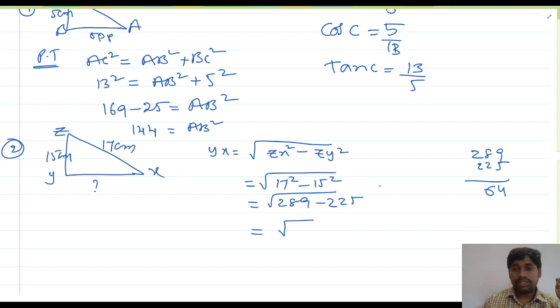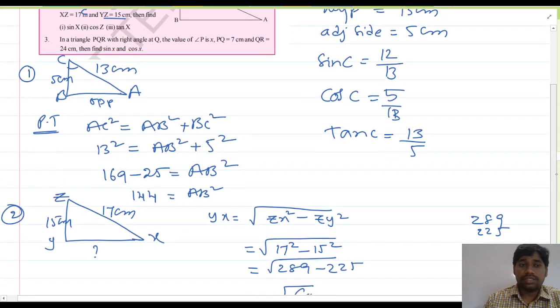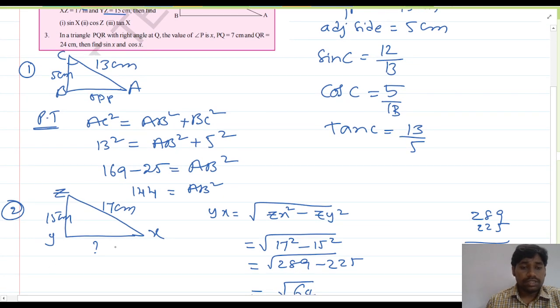So the square root of 64, what is the value? Tell me. It is 8 centimeters. So one of the sides is 8 centimeters, we got it. As you know the answer is 8 centimeters, the question asked is sin X. X is this angle, opposite is 15 and hypotenuse is 17.